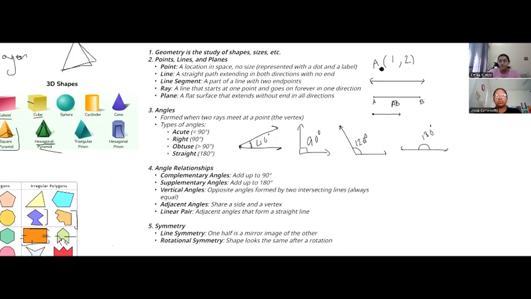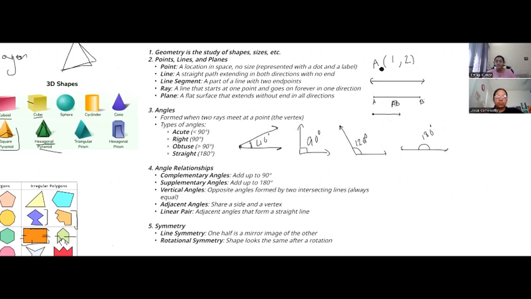There's also something called a reflex angle, but you don't need to know much about that because it doesn't usually come up. But if you did want to know about that, a reflex angle is something that's bigger than 180 but less than 360. And that's because if it were to be 360, it would be a full circle. And greater than 360 would just overlap the circle. So that is all about angles.